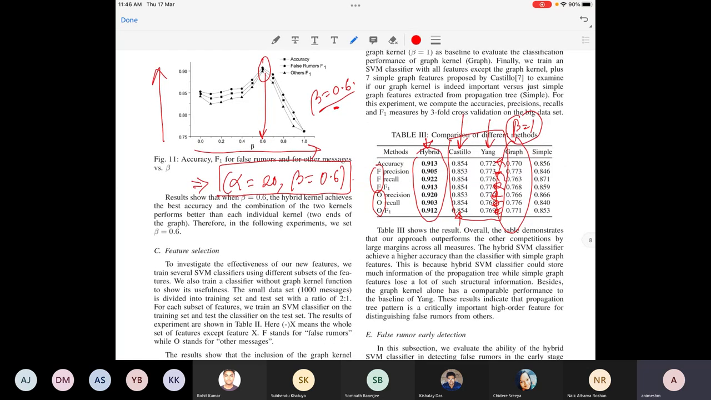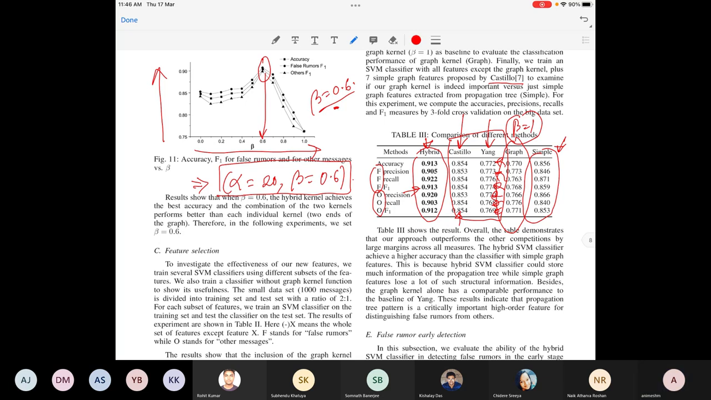They also used some simple graph features to examine how Castillo's method compares. If you use just the simple graph features, not the propagation tree, the results are not as good as using the propagation tree structure. Therefore they posit that the propagation tree structure is a much better idea than simply fusing some graph features.